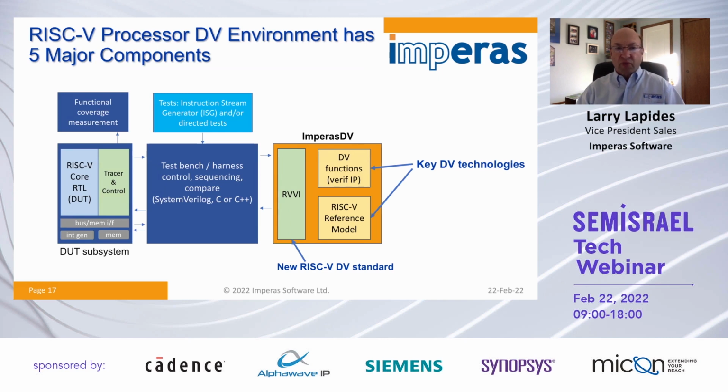The RISC-V processor DV environment has 5 major components: the functional coverage, the tests, which can be either instruction stream generator or directed tests, the DUT subsystem, the test bench itself, and the reference model subsystem. There's a new RISC-V DV standard called RVVI for interfacing to the test bench. And the key DV technologies here are the verification IP, these DV functions, and the reference model.